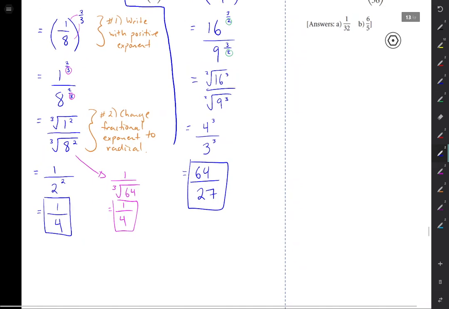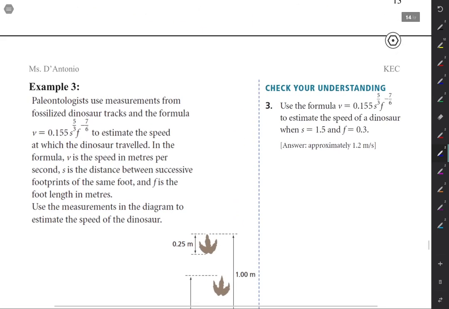And now finally, we have a word problem in example 3. So again, these word problems are just giving you formulas where you plug in numbers and solve. So let's see.